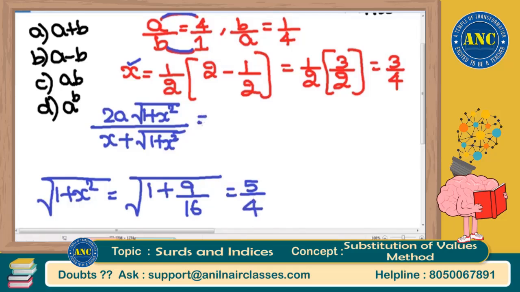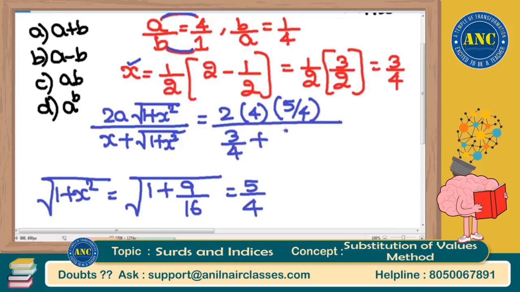Substitute and simplify. 2 into a value is 4, root of 1 plus x square is 5 by 4, just now I calculated, divided by x value is 3 by 4, plus root of 1 plus x square is 5 by 4. If I simplify further, 4 will cancel. Numerator is 2 into 5, 10. Denominator is 3 plus 5, 8. 8 by 4 is 2. 10 by 2, what should be the answer? 5.